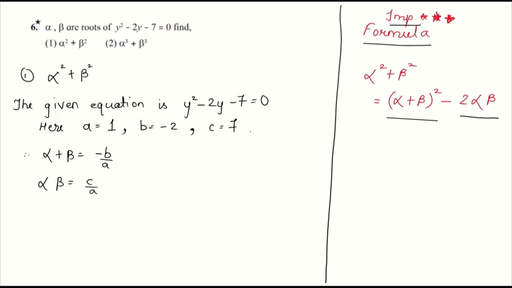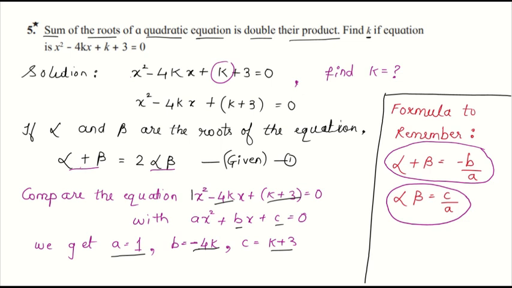As the given equation is y square minus 2y minus 7 is equal to 0, on comparing this with ax square plus bx plus c is equal to 0, we get a is equal to 1, b is equal to minus 2 and c is equal to minus 7. So let us first find the value of alpha plus beta. Alpha plus beta is minus b upon a, from the previous formulas that I mentioned in question number 5. Here alpha plus beta is minus b upon a and alpha into beta is c upon a.